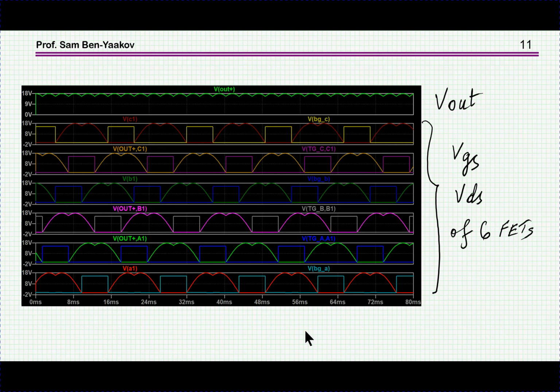And here is the output. We see here the voltages of the transistors. This is the total output, here's the ripple, and these are the voltages. And these are the gate drives for these same transistors. So we see that when the gate drive is high, the transistor is conducting. Perhaps at the very beginning the diode is conducting a little bit, but then the transistor is turned on. And these are all 6 transistors.